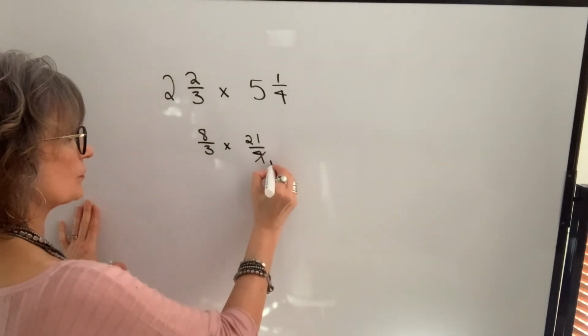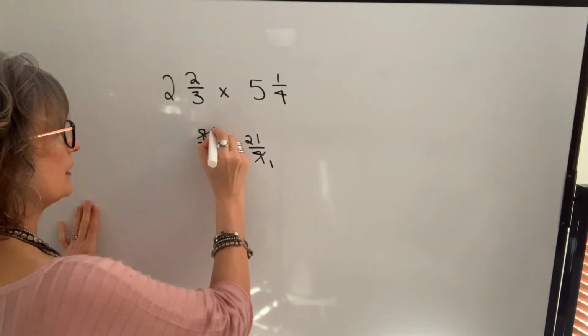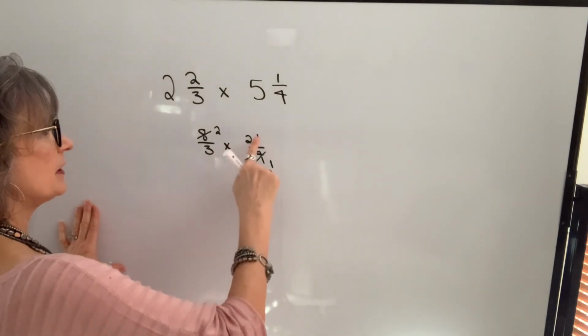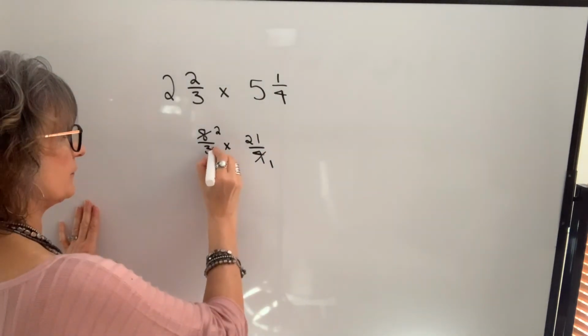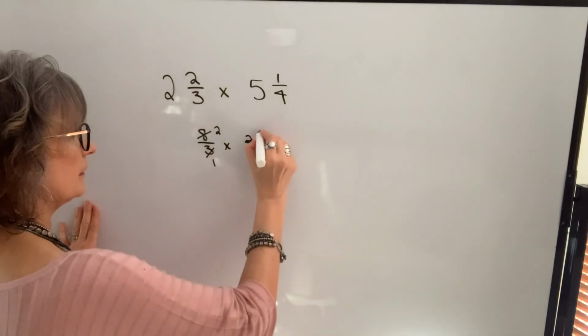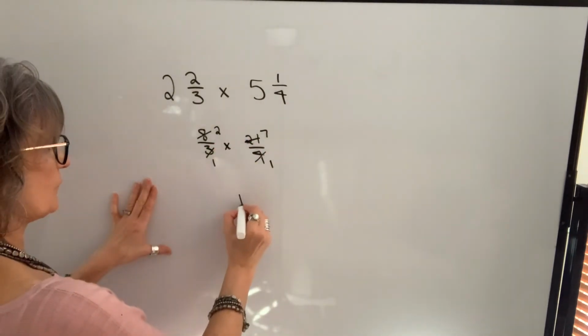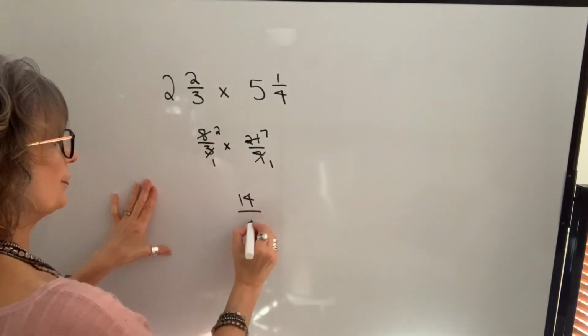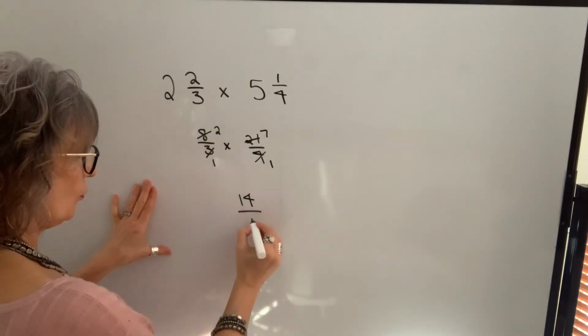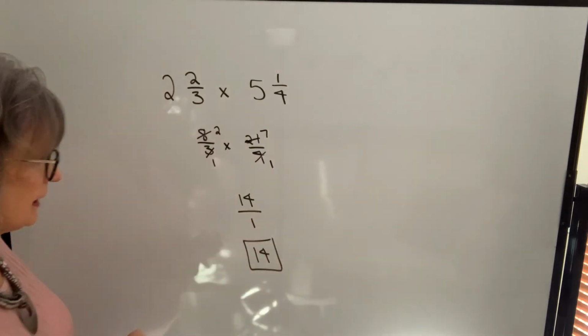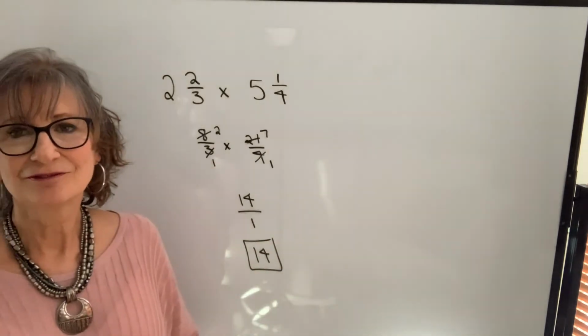4 divided by 4 is 1. 8 divided by 4 is 2. Then we have a factor of 3 that's common to both 21 and 3, so we're going to divide by 3. And now we multiply. 2 times 7 is 14 over 1. And anything over 1, we don't have to leave it as a fraction. We can just write it as a whole number.